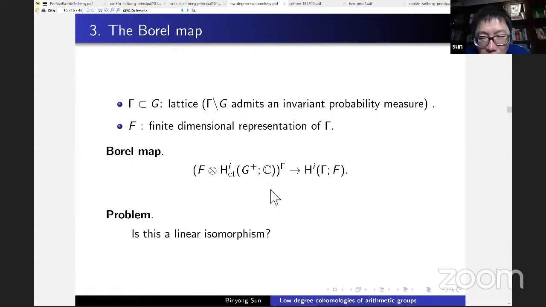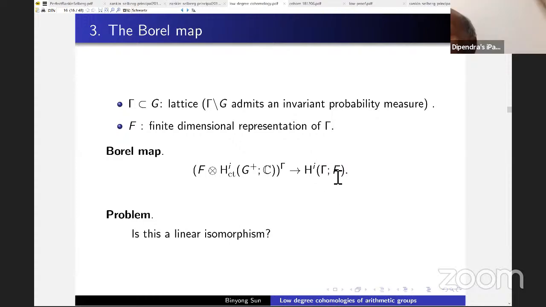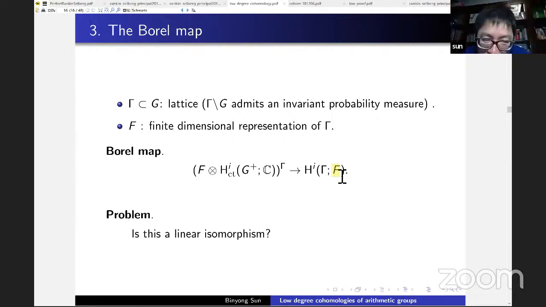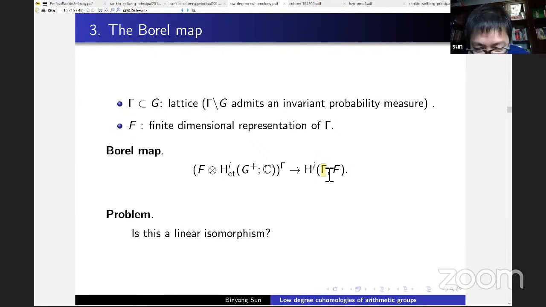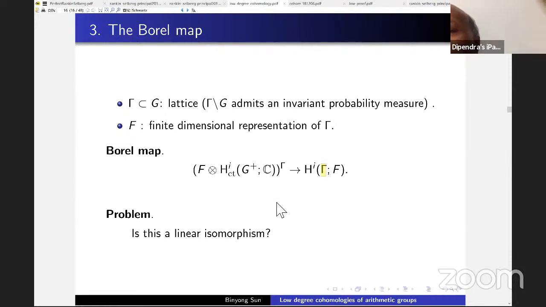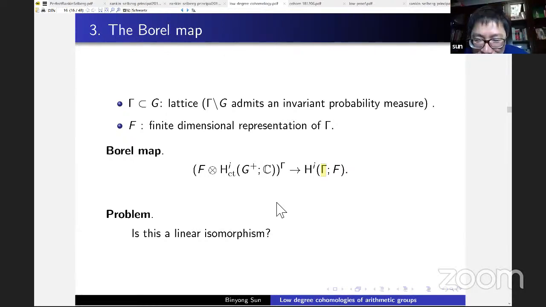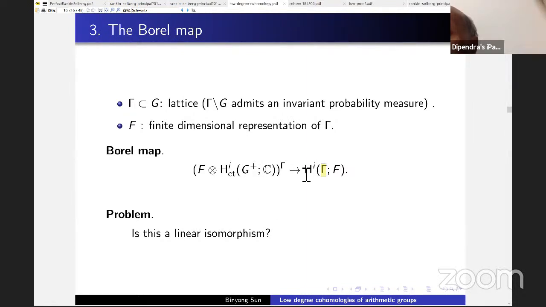The simplest example is when G is compact. When G is compact, then this gamma is a finite group. Then this F might not be a trivial representation of G. For example, if it is a non-trivial representation of G and gamma is just a trivial group, then in this case this is also an isomorphism. For G compact and gamma a trivial group, this is an isomorphism. It has some non-obvious region.